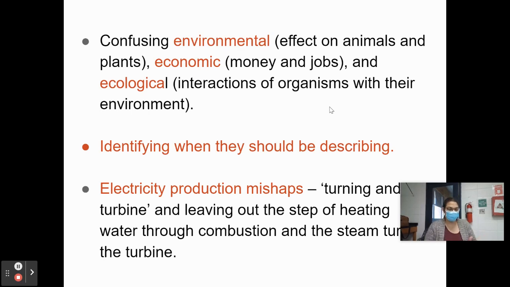Right? Confusing. The first FRQ that we did was I had you guys write down environmental, economic, and cultural. Ecological and environmental we jam together. Economic is money, jobs. Environmental, effect on animals and plants. Ecological is interactions of organisms. Okay, environmental and cultural. If you identify when you should be describing, you're not giving enough information. And here, the electricity production, like I said.